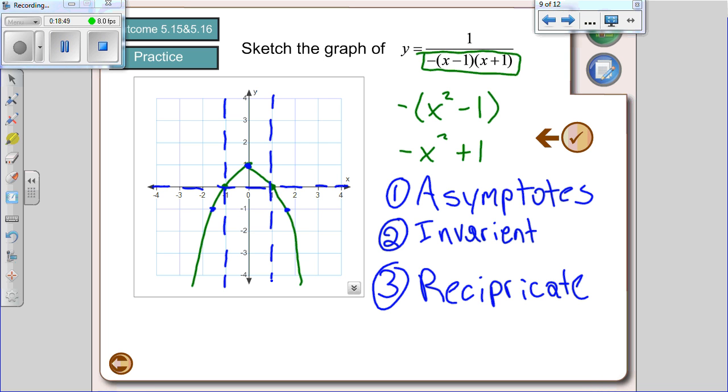You start at that point, and you're going to go left, and then go up the asymptote. So you go left, you hit the asymptote, and you go up the asymptote.